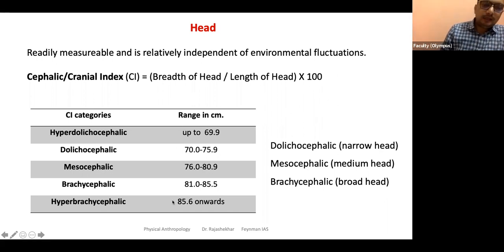They calculate these numbers and classify them into various categories. For example, if this CI, or cranial index number, is up to 69.9, approximately up to 70, this is called hyperdolichocephalic, or I would start with something really simple like dolichocephalic. 70 to 76 approximately, or below 76, is called dolicho. Dolicho means narrow, not broad, but narrow. So in this case, length is more compared to breadth.